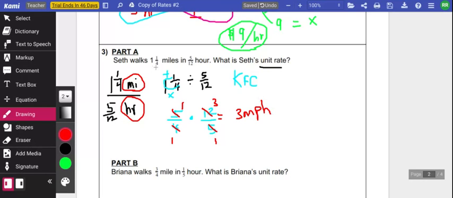So if he goes 1 1/4 miles in 5/12 of an hour, that means he's going 3 miles in 1 hour, or 3 miles per hour. So that's Seth's unit rate, 3 miles per hour.